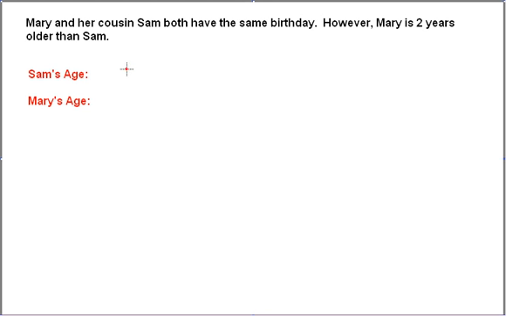Okay, when Sam is 4 years old, the question is, how old's Mary? Well, since they were born on the same day, Mary is always going to be 2 years older than Sam. So when Sam is 4, Mary is 6.